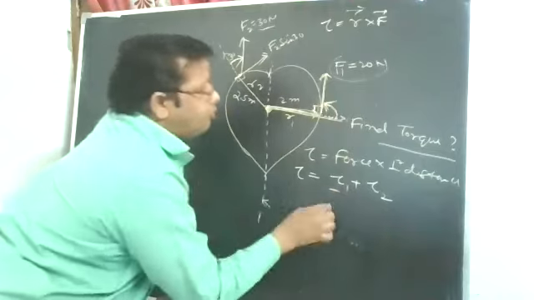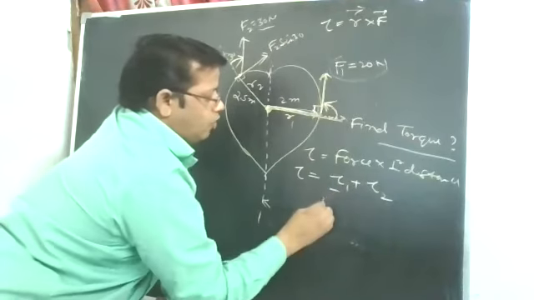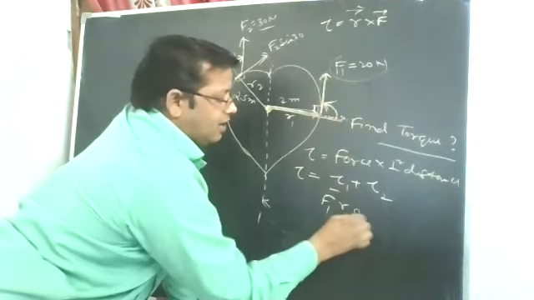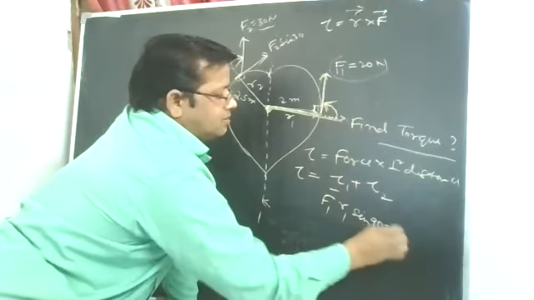Now you see here, all of you. What is this force? F1. What is this perpendicular distance? R1. What is this angle? Sin 90.